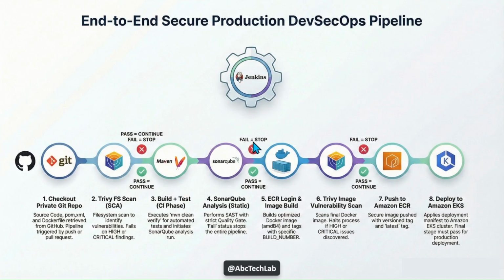Then ECR login and image building, where we log into Amazon ECR and build the Docker images. Then Trivy image vulnerability scanning. Here we will scan the base image for vulnerabilities like in the SCA scan, and finding high or critical vulnerabilities here will fail the pipeline. Now it will push to Amazon ECR, pushing the secured container image to the registry. And finally, we will see the deployment to Amazon EKS, where we deploy the application to the multi-AZ cluster using the principle of least privilege for authentication and authorization.